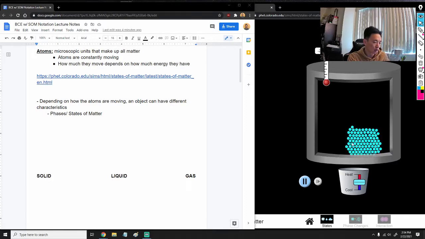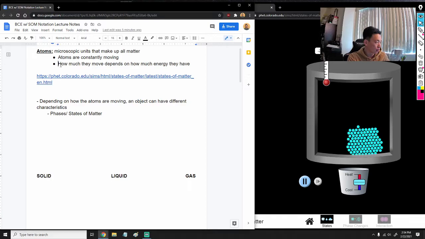But if you notice, all of the atoms that make up the object are still vibrating. So everything that you see that's solid, like your desk, your phone, those are all made out of atoms. And even though it looks like they're not moving, on a microscopic level all of the atoms are moving. They're vibrating, but they're able to keep their shape.